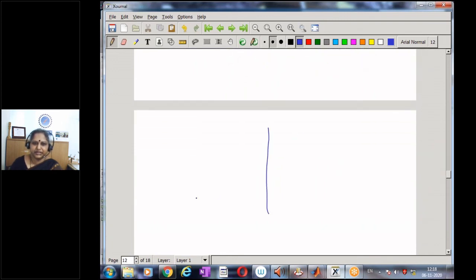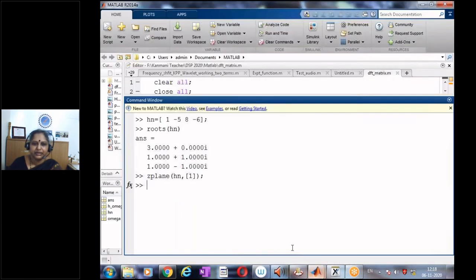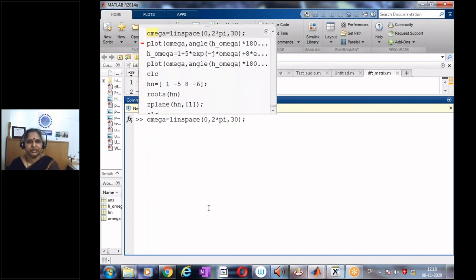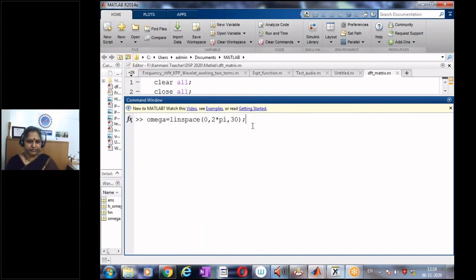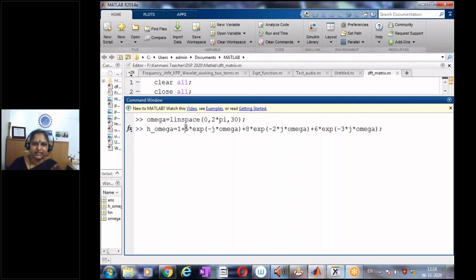We'll once again take the help of MATLAB, because this is going to be computationally intensive. Of course, we can substitute different values of omega and get the result, but let's do it that way. Let's define omega in the interval 0 to 2 pi. And what's my H omega? For convenience, I retained similar coefficients and changed the sign. I had 1 minus 5 e power minus j omega plus 8 e power minus 2j omega and a minus. So two coefficients got a change in sign.